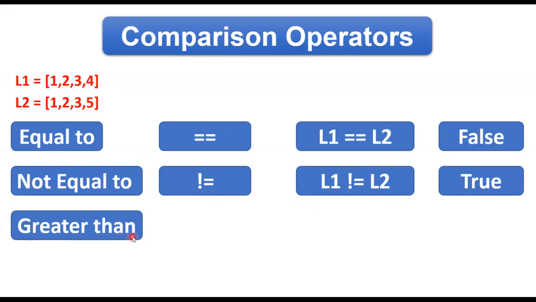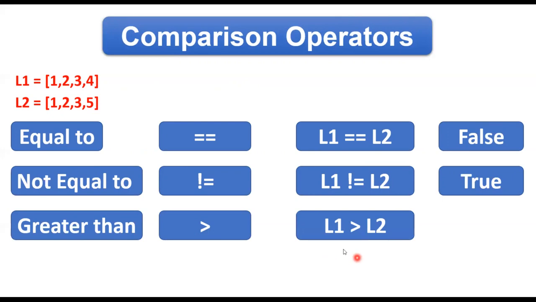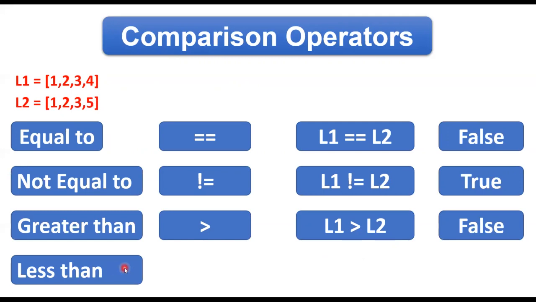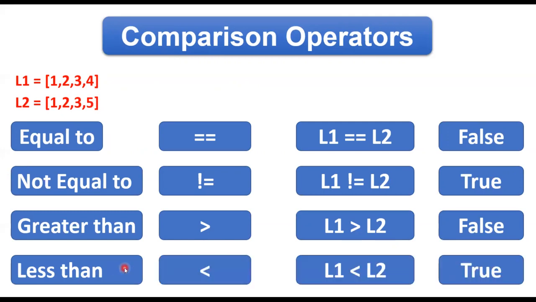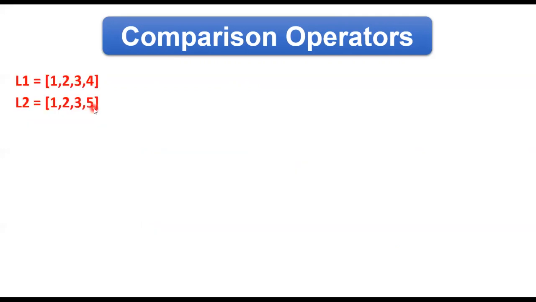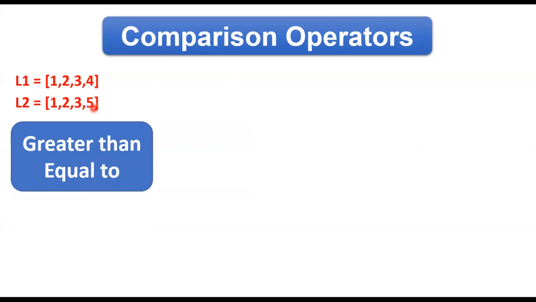Next is greater than. We always denote greater than as this. I'll be writing L1 > L2. So I'll get the result as false. Why? Because 4 is less than 5. It is not greater than 5. Similarly, if I check for less than, then I will be getting the result as true because 4 is less than 5.